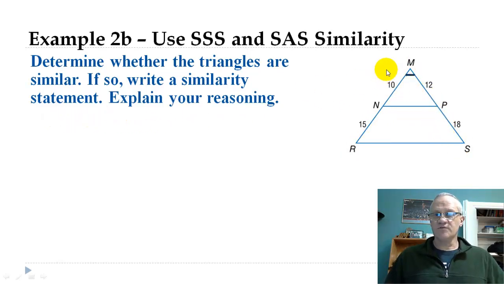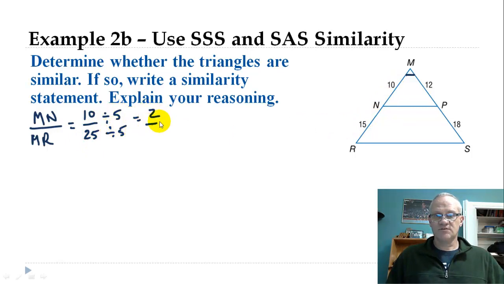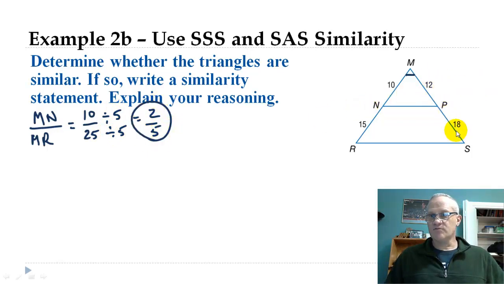All right, so first, in the small triangle, we're going to look for the side MN. That's this side. We want to see if it's going to be proportional to the whole thing, which is MR. So MN is 10. MR is what? 10 plus 15 is 25. We can divide these both by 5, so this is going to be a ratio of 2 to 5. Now, if the ratio of the other side is the same, we're good.